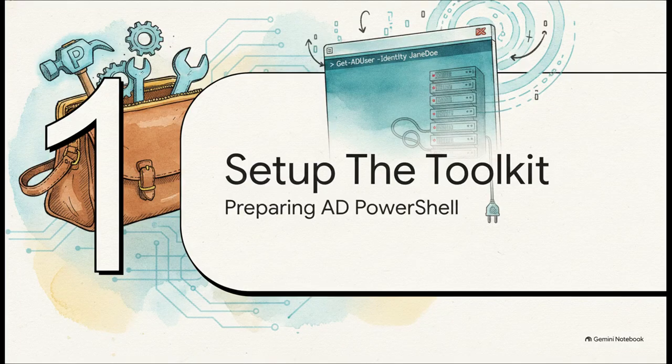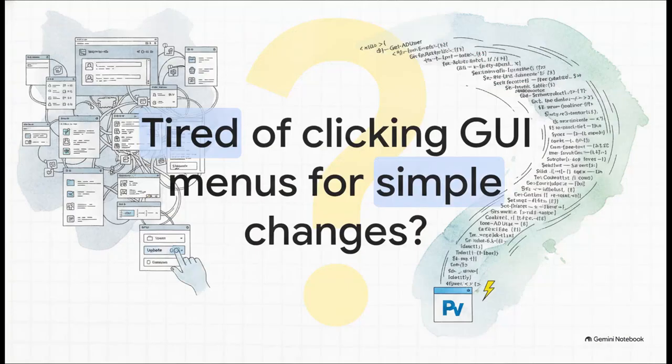So Section 1, setting up the toolkit and preparing PowerShell for Active Directory. Because before we can manage Jane's account, we really need to get our environment ready to go. Now, we've all been there, right? You're exhausted by the GUI. You're navigating through these endless nested folders in Active Directory just to update a simple job title, and then whoops, you realize you clicked the wrong OU. It's frustrating. PowerShell offers a level of speed and scale that is simply impossible otherwise.